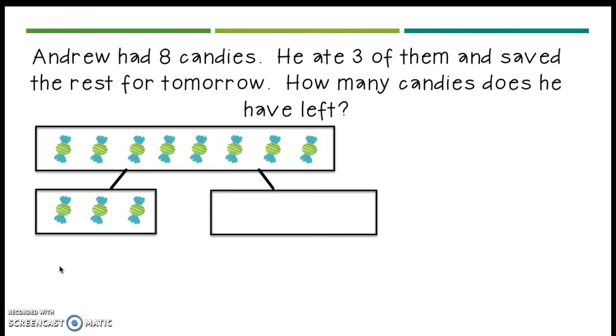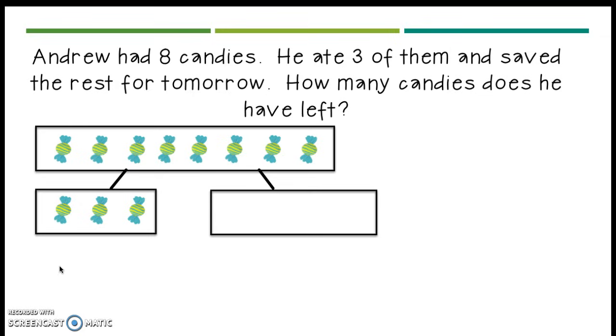All right. How are we going to figure out what the other part is? What do you think we should do? Yeah, we could count on. We could think of what we could add to 3 to get to 8. You know I love counting on. So what I'm going to do is I'm going to say 3, because that was one of the parts. And I'm going to draw candies until I get to 8. Then I'll stop. You want to do that with me?